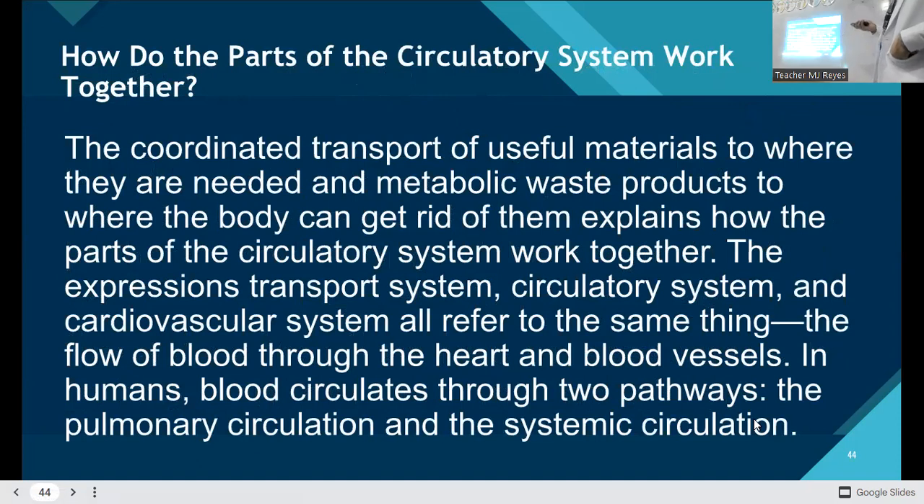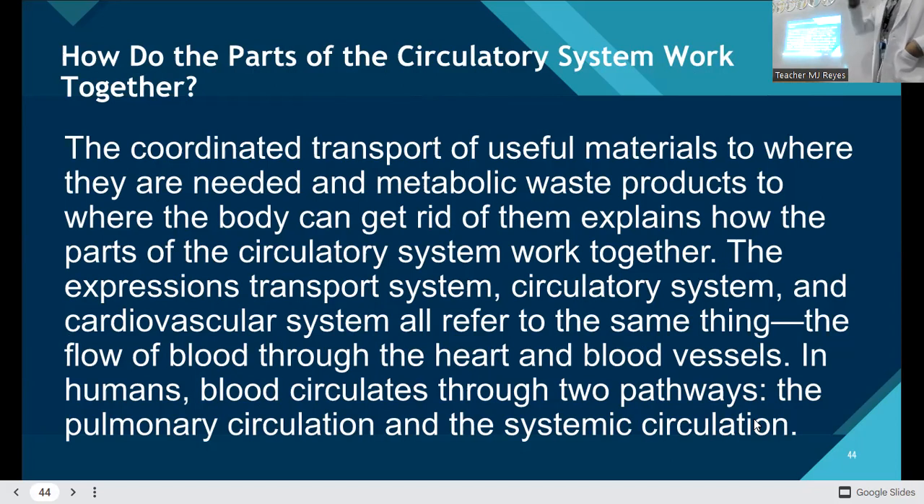How do parts of the circulatory system work together? We have coordinated systems. We have two circulations involved in the circulatory system. By the way, during the exhibit, we will also discuss this with the other students. The coordinated transport of useful materials to where they are needed, and of metabolic waste products to where the body can get rid of them, explains how the parts of the circulatory system work together.